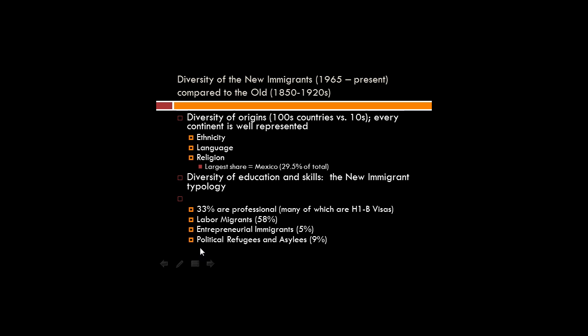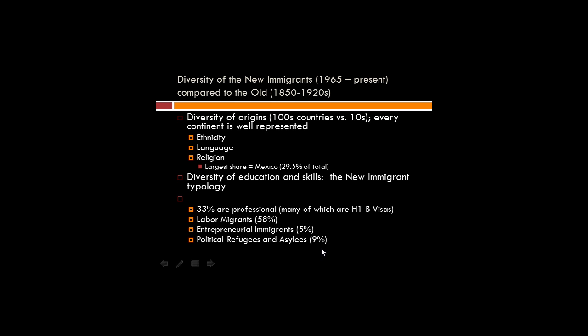And then finally, we do have a new category. This new category is only found in the post-1965 period, and it's a reflection of how we changed our laws. We created a new category of immigrants that are referred to here as political refugees or asylees. They constitute about 10% of the overall foreign-born population in the United States. And essentially what they are is people who are claiming that they may be persecuted or even killed in their homeland. And so they're coming to the United States as basically refugees.